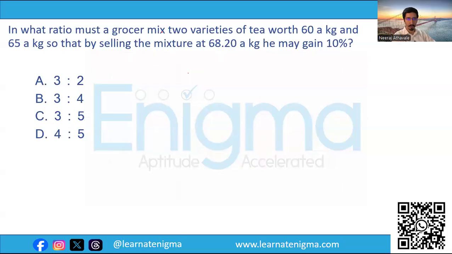In what ratio must a grocer mix two varieties of tea worth 60 a kg and 65 a kg so that by selling the mixture at 68.20 a kg, he may gain 10%?